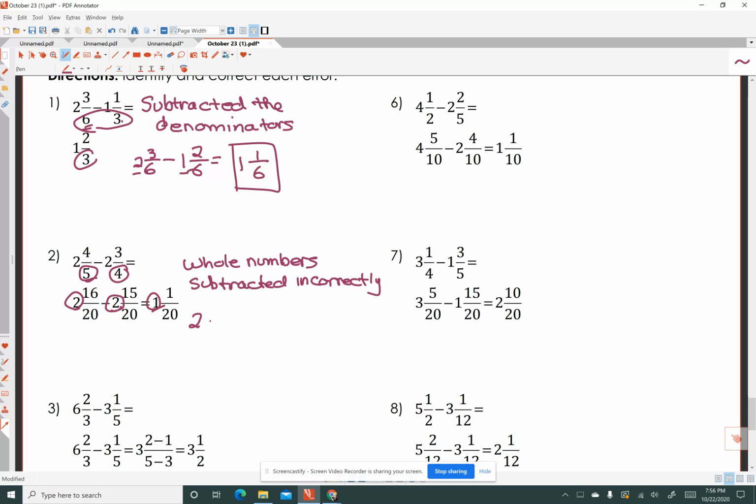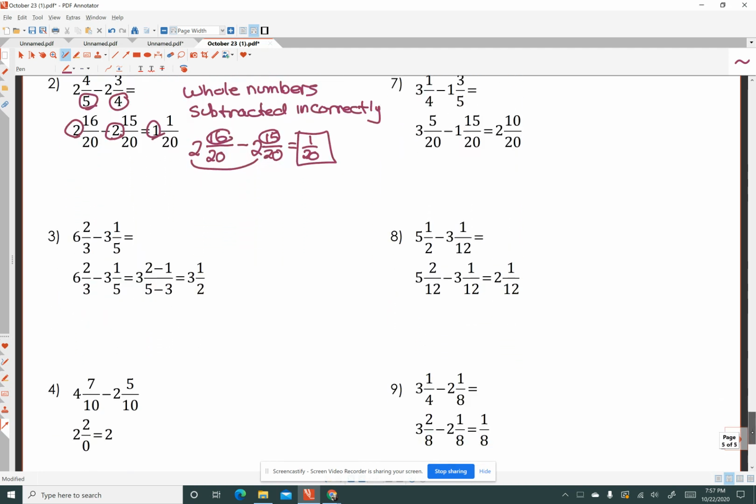So our new denominator will be 20. So 5 times 4 is 20. 4 times 4 is 16. They got that part right. Minus 2 and 15/20. Okay, 2 minus 2 is 0. We don't need to write that 0. 16 minus 15 is 1/20. And that's the entire answer.